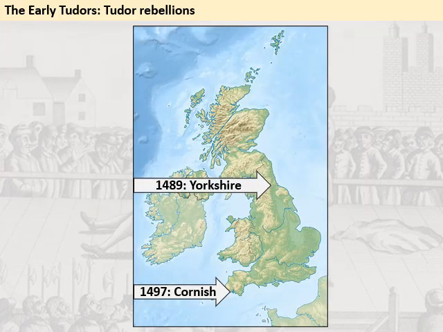Now our next two rebellions are going to be tax rebellions. It's worth us just accounting for the geography here. So we're going to first look at the Yorkshire rebellion in 1489, and then we're going to look at the Cornish rebellion in 1497. Note that they're opposite ends of the country, far away from London, and also far away from Scotland and Normandy respectively.